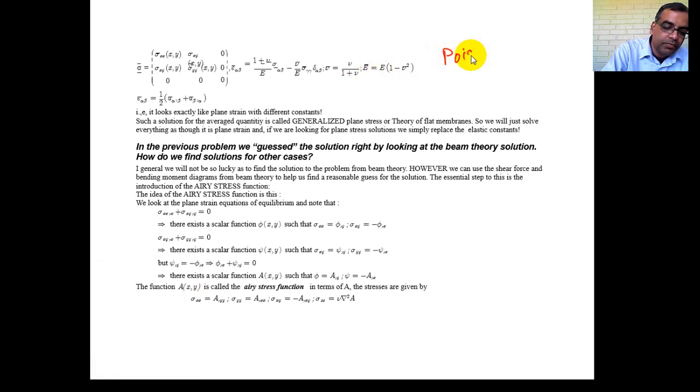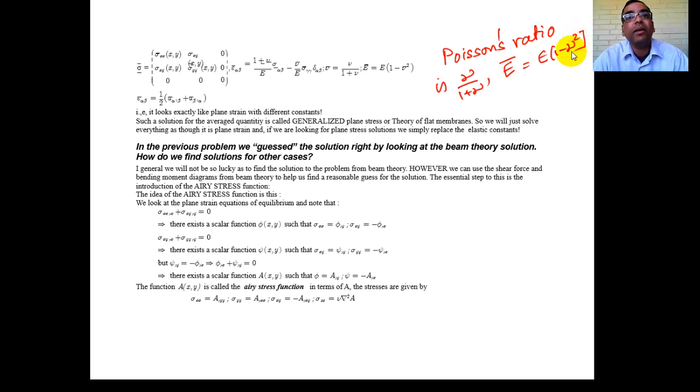Poisson's ratio is nu over 1 plus nu, and then Young's modulus is E times 1 minus nu squared. So what happens is, for the plane stress problem, you have to use this as the Poisson's ratio and this as the Young's modulus. For a plane strain problem, you can keep exactly the original Poisson's ratio and the Young's modulus. For plane stress, you have to replace the Poisson's ratio and Young's modulus.